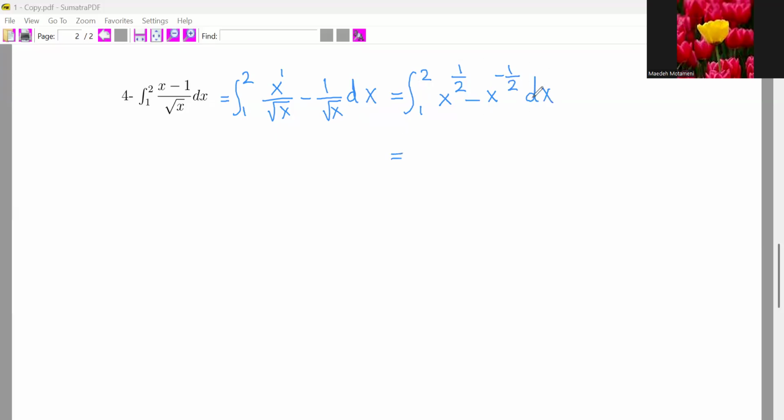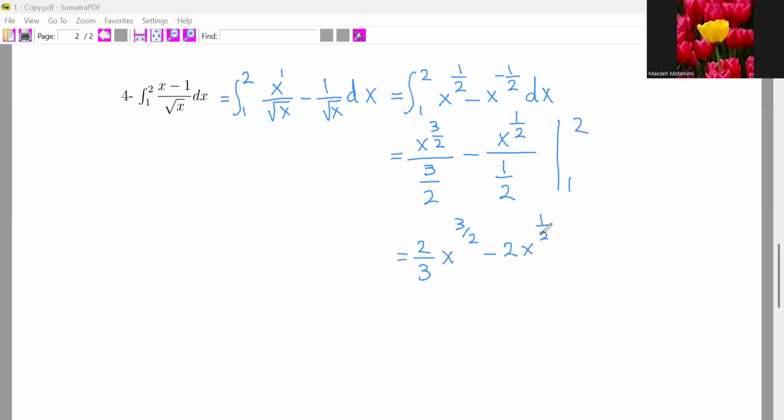So with this one, we're going to solve it together at once. So when the power is 1 over 2, you would add 1, you would get 3 over 2 over 3 over 2 according to the table, minus when you have negative 1 over 2, you would add 1, you get 1 over 2 over 1 over 2 from 1 to 2. But before applying those numbers, let's simplify it somehow. So for the first one, the reciprocal of 3 over 2 is 2 over 3, x to the power 3 over 2, minus the reciprocal of 1 half is 2, and x to the power 1 over 2 from 1 to 2.